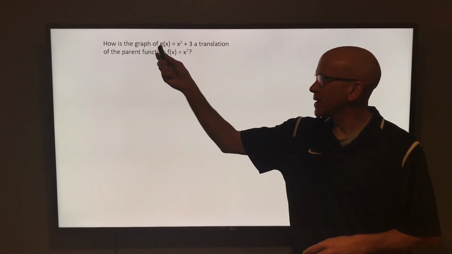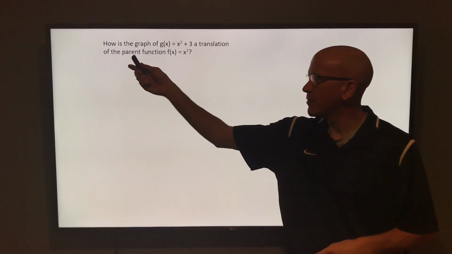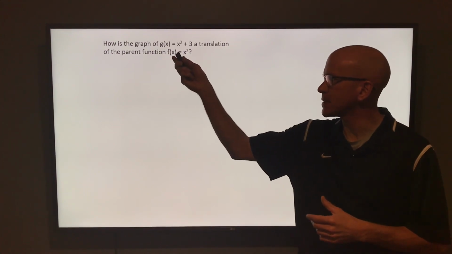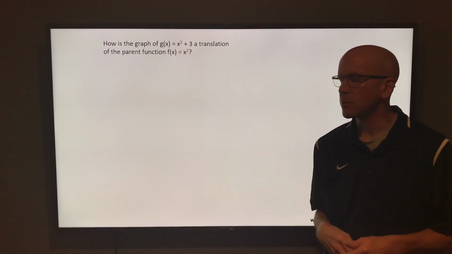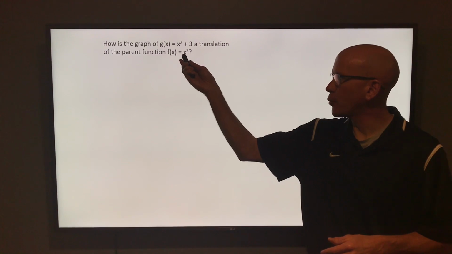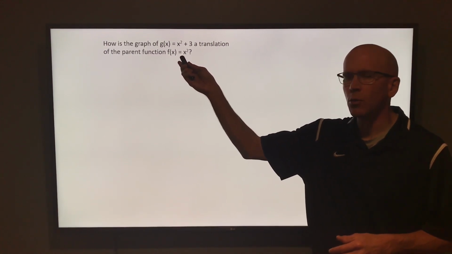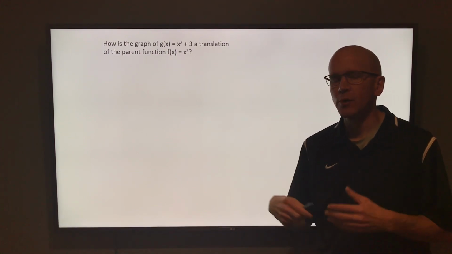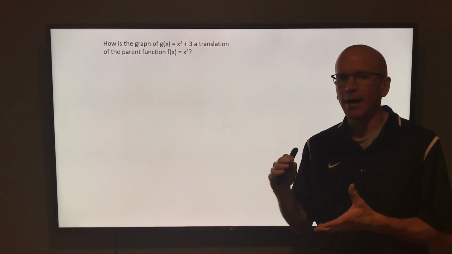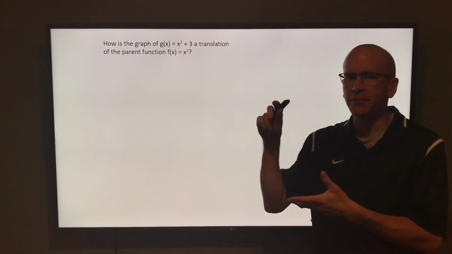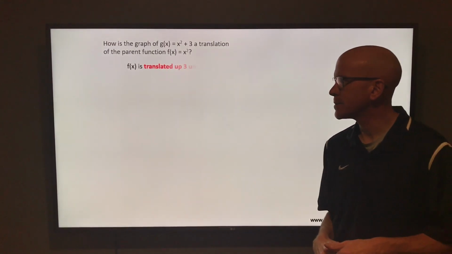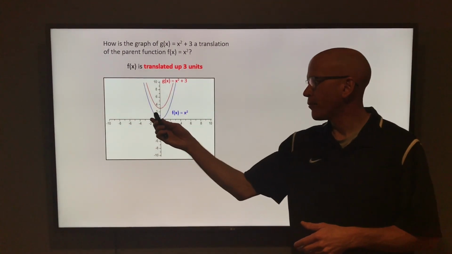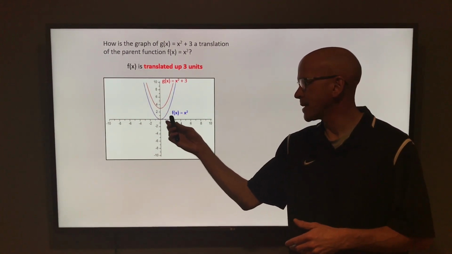How is the graph of g of x equals x squared plus 3 a translation of the parent function f of x equals x squared? What took place when you went from f of x equals x squared to g of x equals x squared plus 3? Well, you're adding 3 onto the value of y. The value of y is this whole right side, or x squared. If you add 3 onto the value of y, imagine every y-coordinate getting 3 added, it's going to shift the graph up 3 units. So f of x is translated up 3 units. You can see that from blue to red. The blue graph is f of x equals x squared.